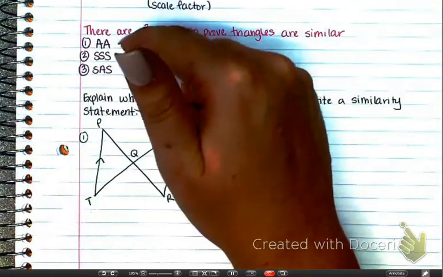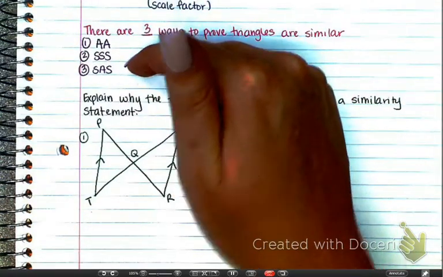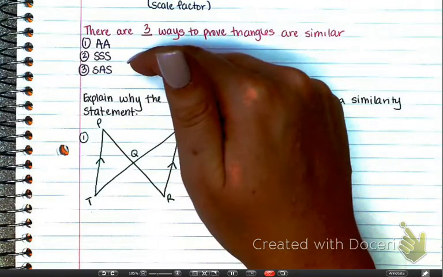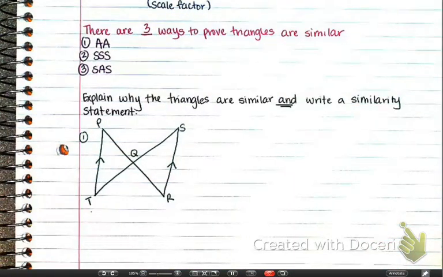When we are determining if triangles are similar, we only have 3 options. One of them we deal with angles. One of them we deal completely with sides. The other one we have angles and sides. So as you look through to try to pick which one, look at your figure and see what information you possibly have.